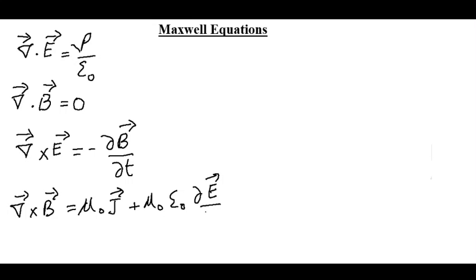The fourth equation is the Ampere-Maxwell equation, which we can write as del cross B is equal to mu naught J plus mu naught epsilon naught partial E divided by partial t. Now here B is the magnetic field, J is the current density, mu naught is the permeability of free space, epsilon naught is the permittivity of free space, and E is the electric field intensity.